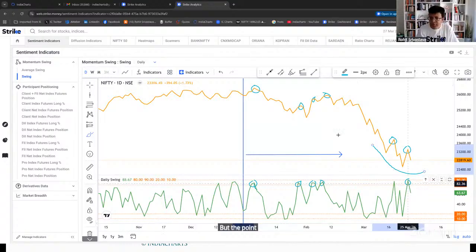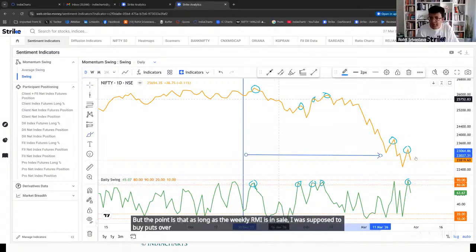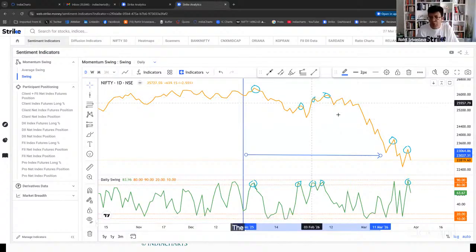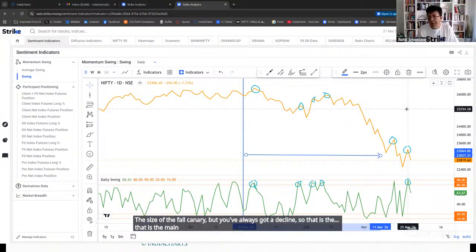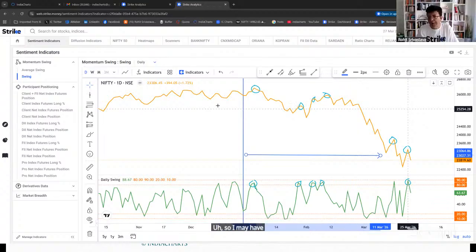But the point is that as long as the weekly RMI is in sell, I was supposed to buy puts over here. And if I did that almost every time, except here where it fell very little, but it did fall, the size of the fall can vary, but you've always got a decline. So that is the main input over here that I'm trying to give you.